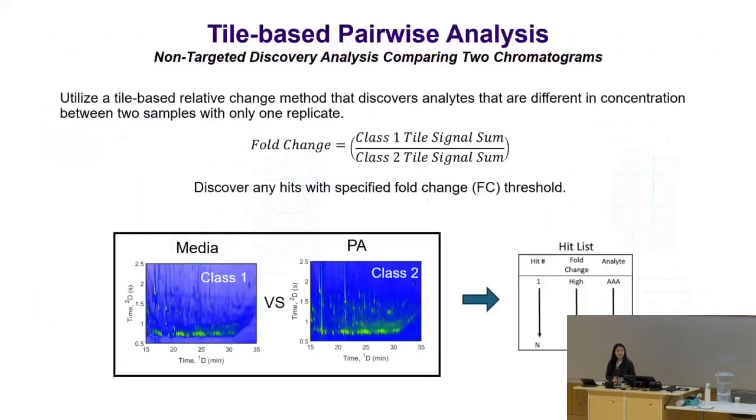Last but not least, in addition to the Fisher ratio analysis and the coefficient of variation analysis, in ChromaTOF Tile we can also implement tile-based pairwise analysis using a metric called fold change. For example, we can perform this analysis between only the media control group and our PA monoculture to discover which analytes are being generated or consumed by PA. We also get a hit list similar to before, but this one is ranked by the fold changes.